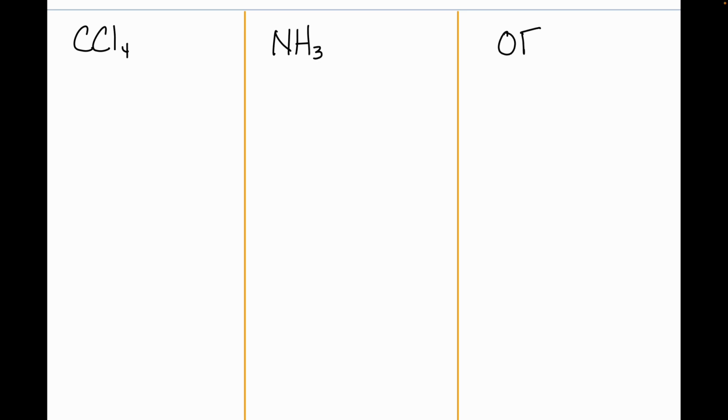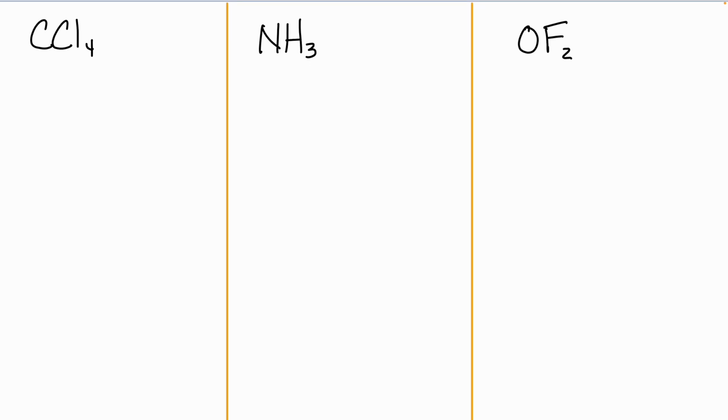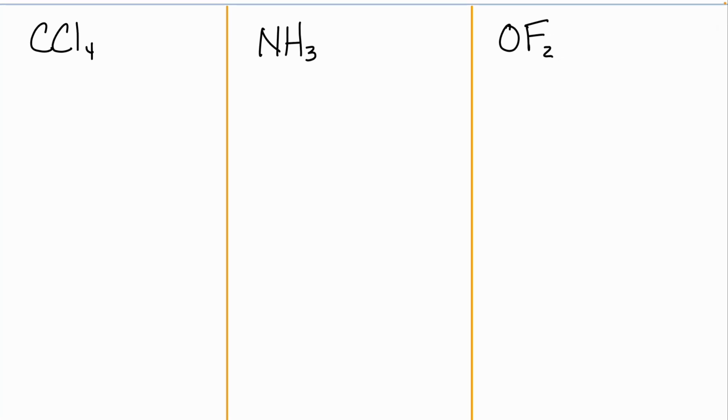Given our rules, I'm going to give you these formulas, and I want you to see if you can give me the Lewis structures. So carbon tetrachloride, NH3 is ammonia, and then we're going to do oxygen difluoride. Given these 3 chemical formulas, see if you can get me the Lewis structure of these molecules.